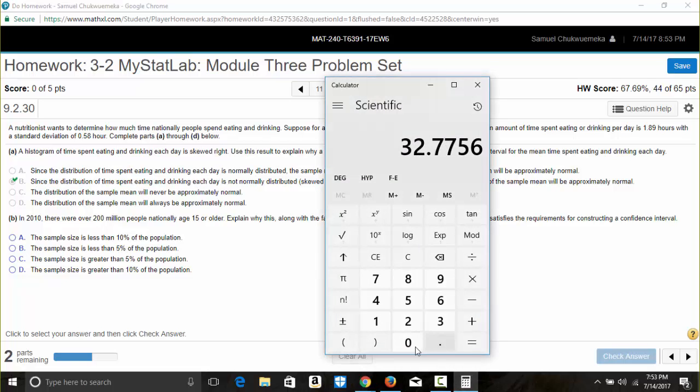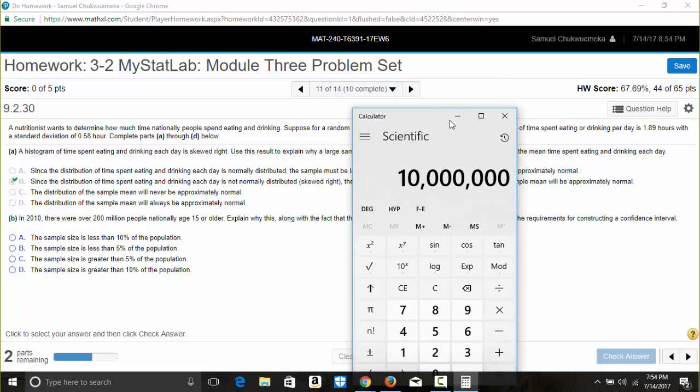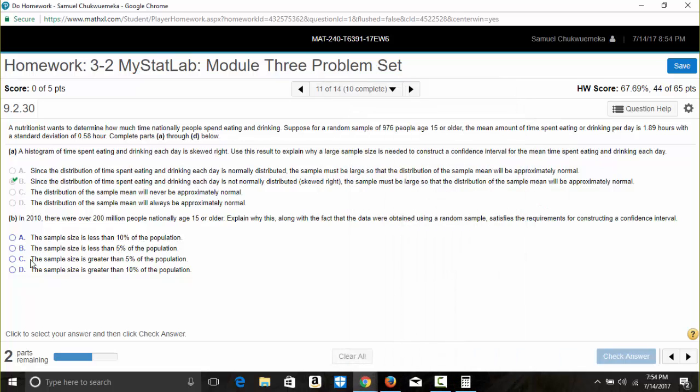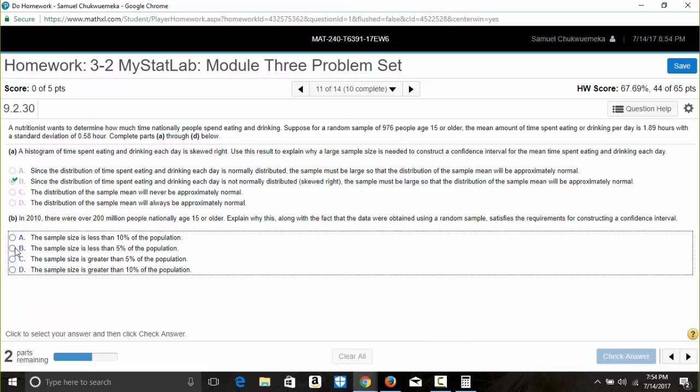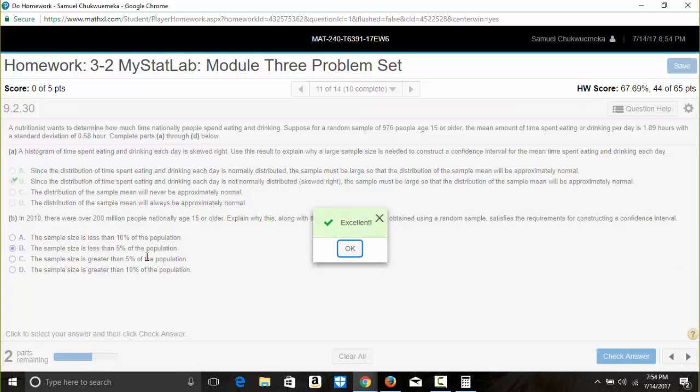If we take 5%, that is 0.05 times 200 million. That gives us 10 million. Of course, 976 is less than that. So yes, the sample size is less than 5% of the population.